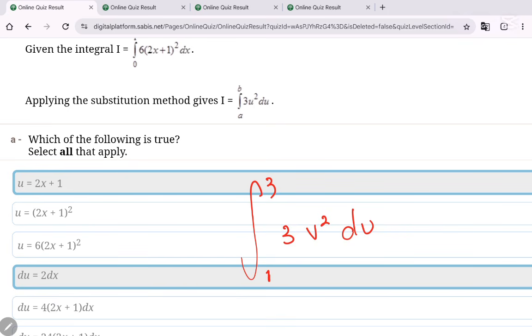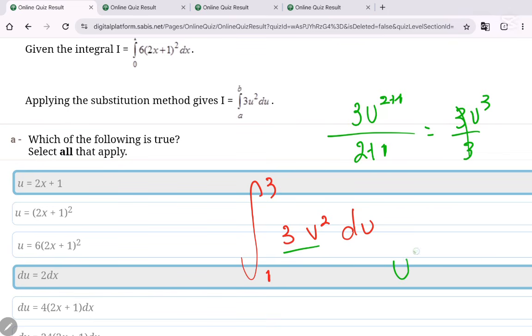So once you integrate this, what are you going to get? Here, this is 3u squared. Let's integrate it. So this is going to be n plus 1 over n plus 1. So this becomes 3u cubed over 3. This and this cancel. So now you're left with u to the power of 3. You can remove du.